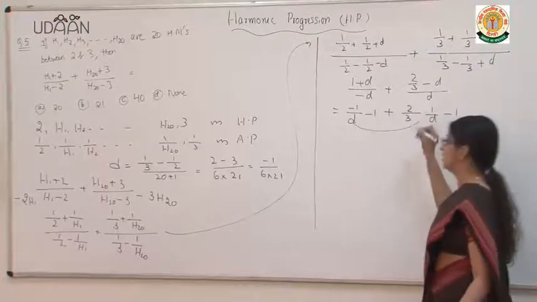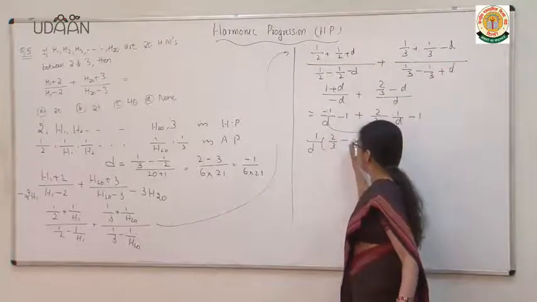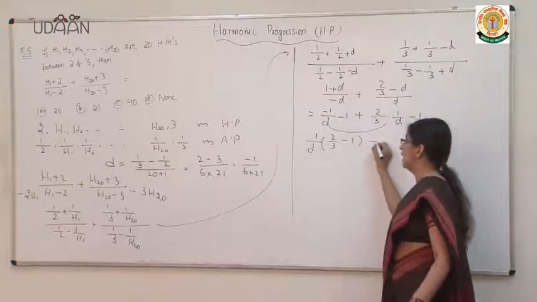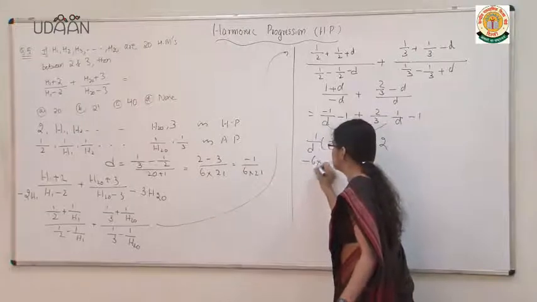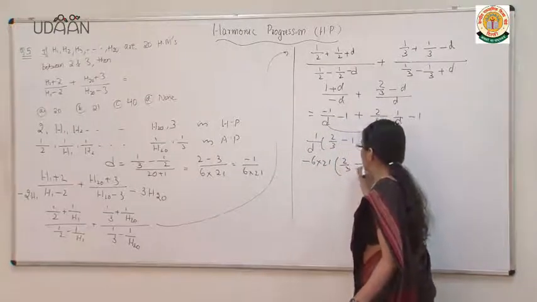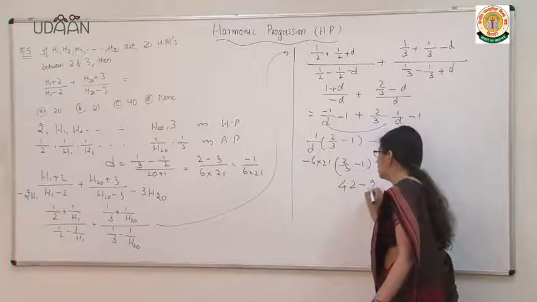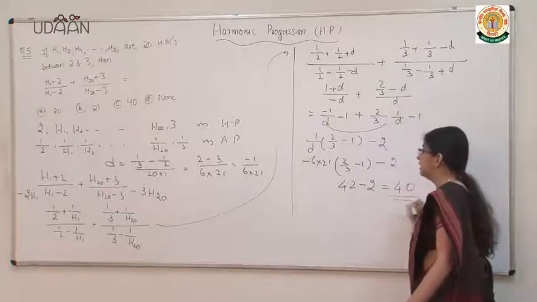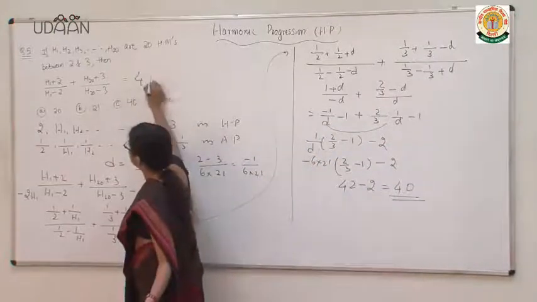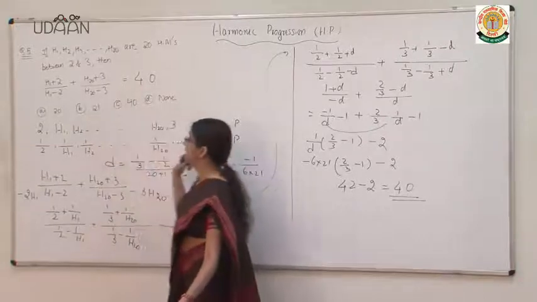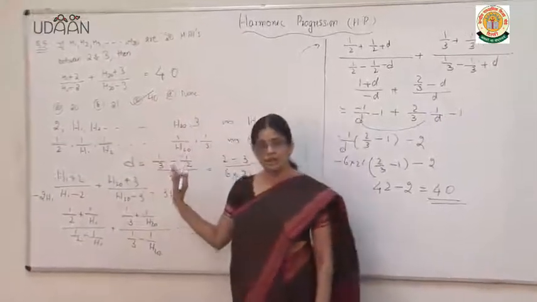Let us collect the terms in 1 by D now. 1 by D into what do we get? 2 by 3 minus 1, minus 1 minus 1, it becomes minus 2. 1 by D, D is given by this, so minus 6 into 21 into 2 by 3 minus 1, minus 2. Simplification, do on your own, you get it as 42 minus 2, which is equal to 40. So the value of H1 plus 2 divided by H1 minus 2, plus H20 plus 3 divided by H20 minus 3, the value which you have to calculate, is coming out to be 40, that is option C is correct.